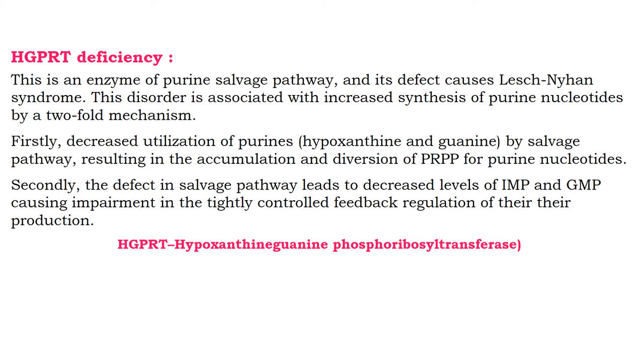If there is an increase of purine nucleotides, definitely we are going to end up with a high concentration of uric acid. Now secondly, the defect in the salvage pathway will lead to decreased levels of IMP and GMP, causing impairment of the tightly controlled feedback regulation of their production. Since the concentrations are decreased, there will be no regulation. So these are the two effects of this HGPRT deficiency.